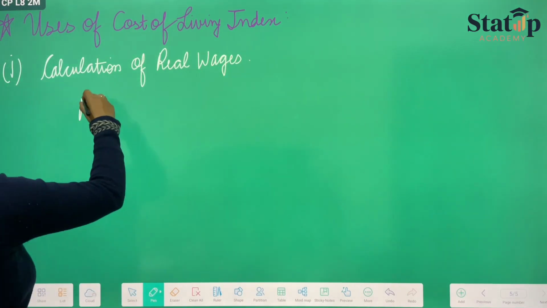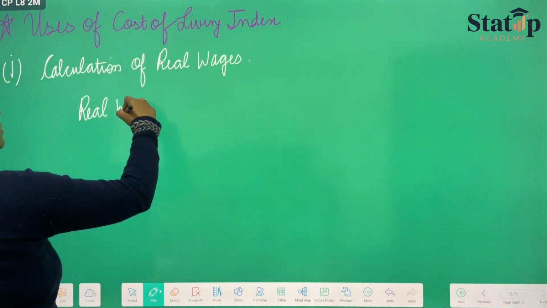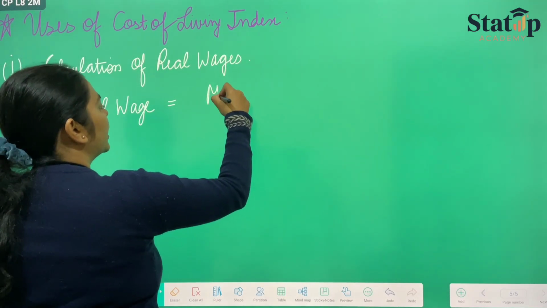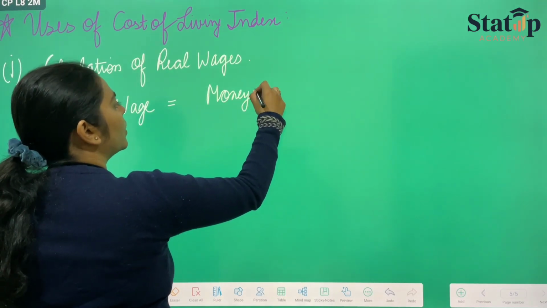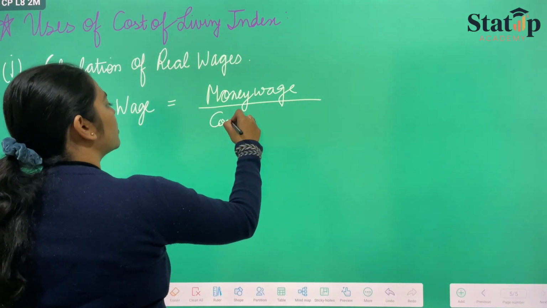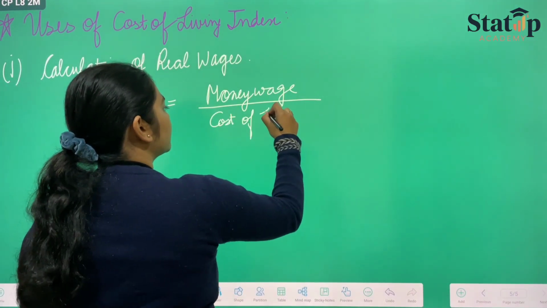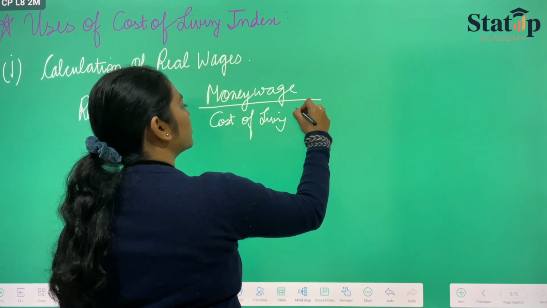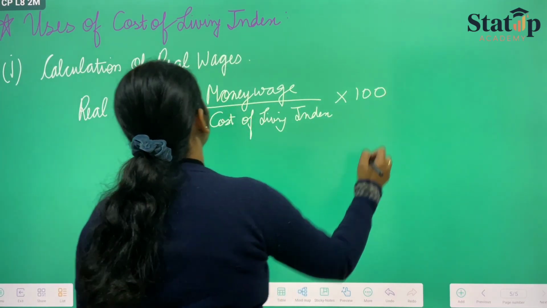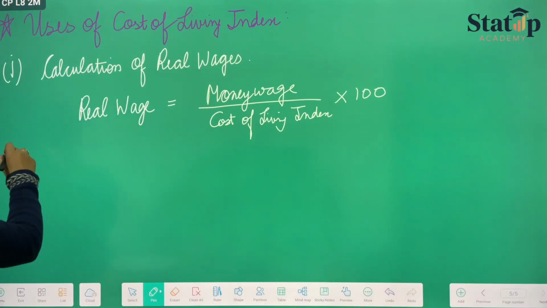The real wage formula is: money wage, whatever the wage of that person is, upon cost of living index, into 100. This is the formula for calculating the real wage.